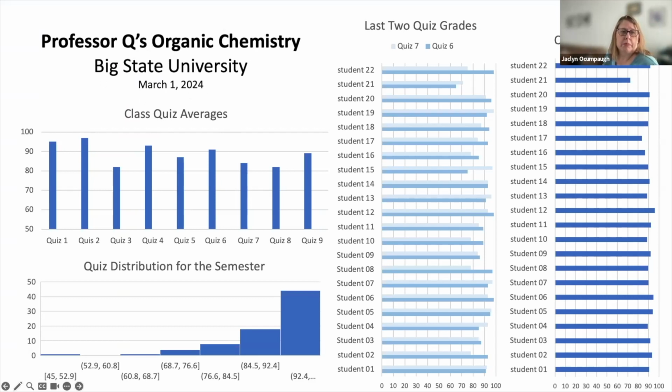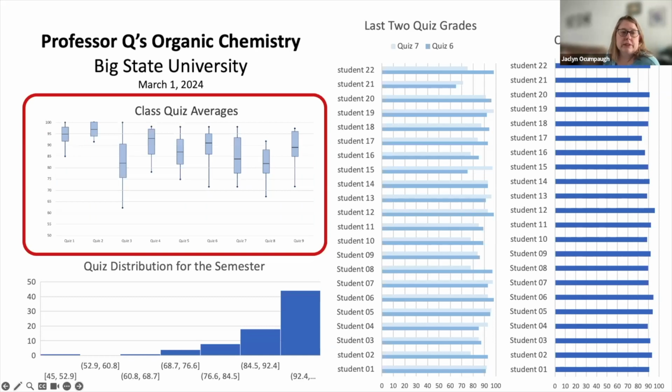And here we're looking at a March 1st date where we have several quizzes in. We have the class quiz average at the top left, the quiz distribution for the semester at the bottom left, with the last two quiz grades, and a quiz average for each student on the right. You'll see that these are in reverse numerical order, going from student 22 to student 1 for both of these, so we are looking at the same student all the way across, but we're not able to compare the quiz average to the last two quiz grades.